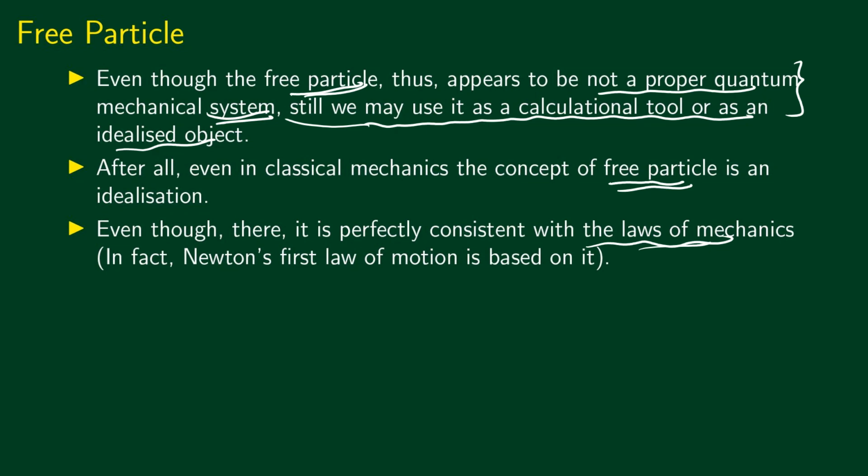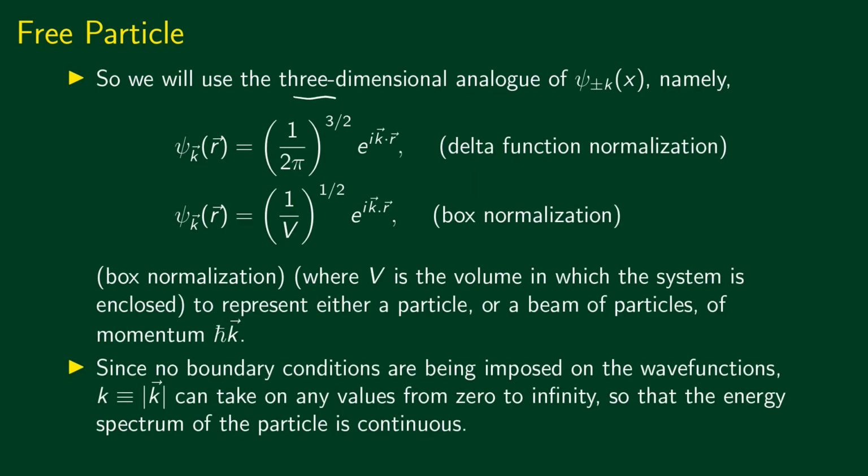The free particle solution can be directly generalized to 3 dimensions. So in the delta function normalization, we can write psi k vector of r vector. Since we are in 3 dimensions, these become vectors. This is associated with the momentum vector. This is the position vector.